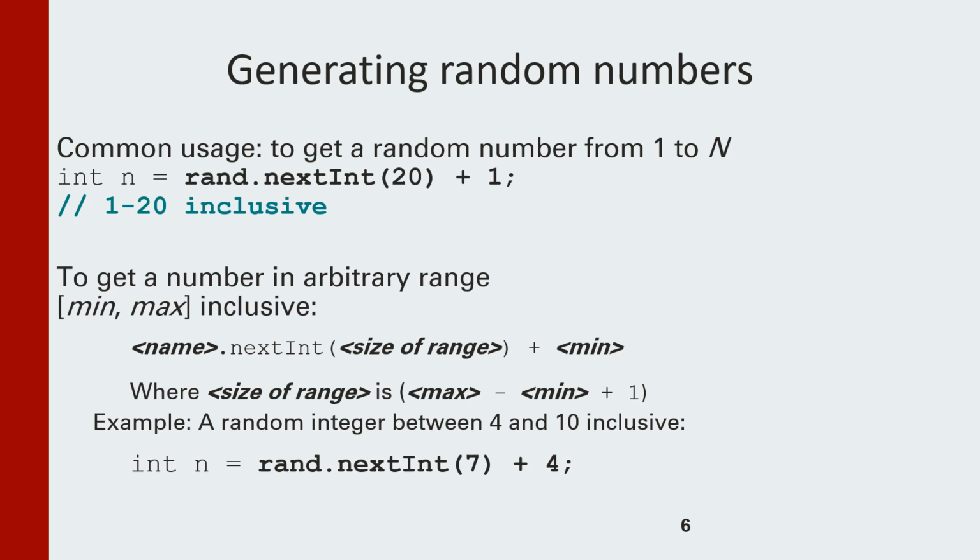So for example, if you had a 20-sided die that you wanted to roll, you would do rand.nextInt(20), which would give you a 0 through 19 number, and then you just add 1 to make it 1 through 20.